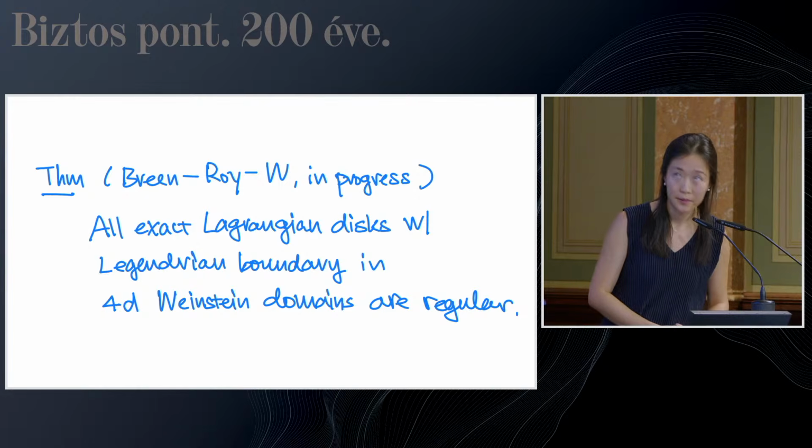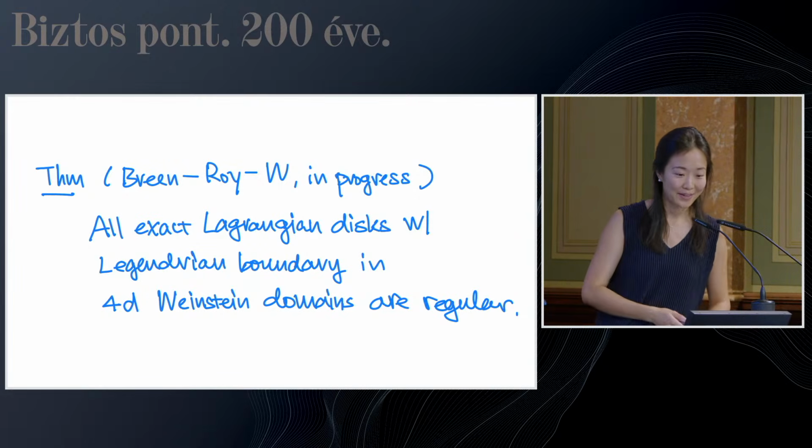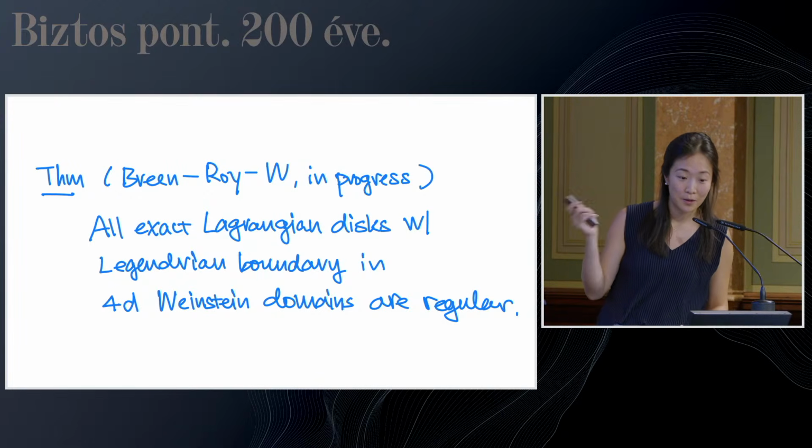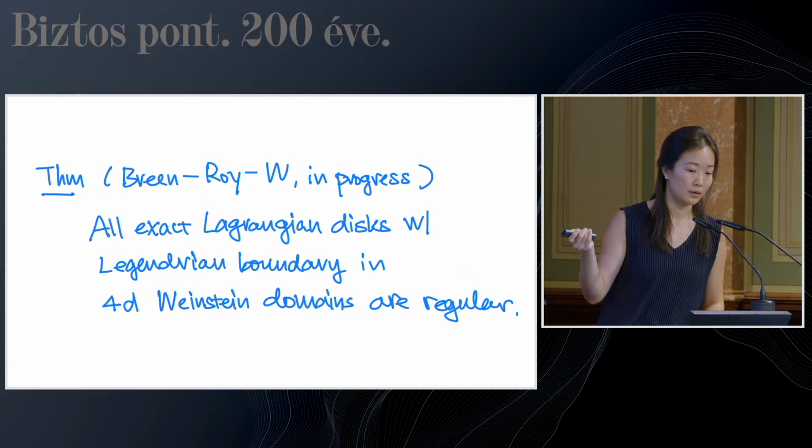So this is our theorem, work in progress. We're mostly done, it's just writing. So we prove that all exact Lagrangian disks with Lagrangian boundary in 4-dimensional Weinstein domains are regular. And I will talk about why we need the assumptions on disks and where we will use the assumption of domain.